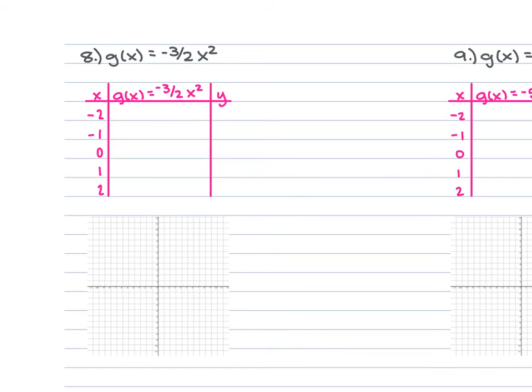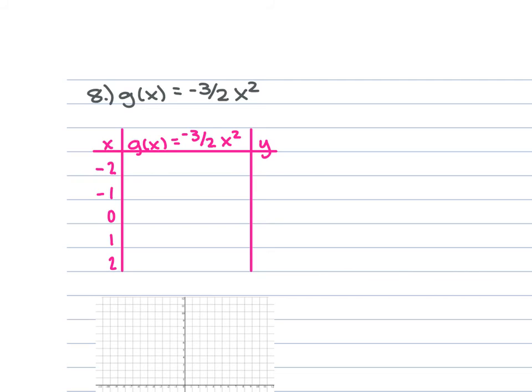For 8, we are given g of x is equal to negative 3 over 2 x squared. So we're going to use negative 2, negative 1, 0, 1, and 2 for these. So we have negative 3 over 2 times negative 2 squared, which is negative 3 over 2 times 4. So 4 divided by 2 is 2, times negative 3 is negative 6. Negative 3 over 2 times negative 1 squared is negative 3 over 2 times 1, which is negative 1.5.